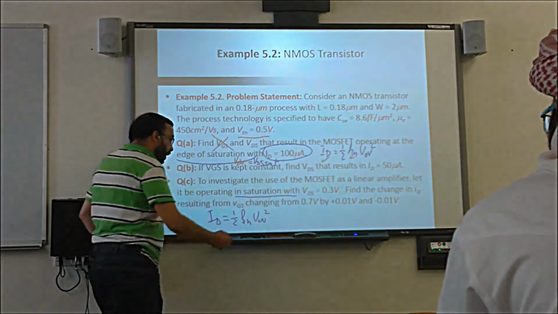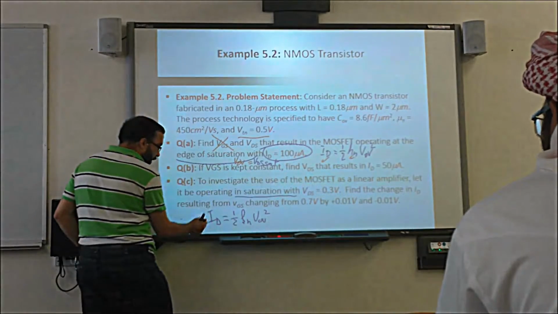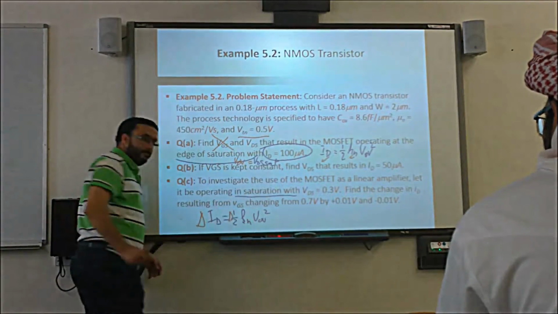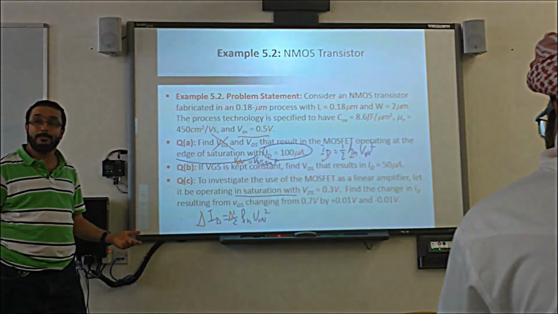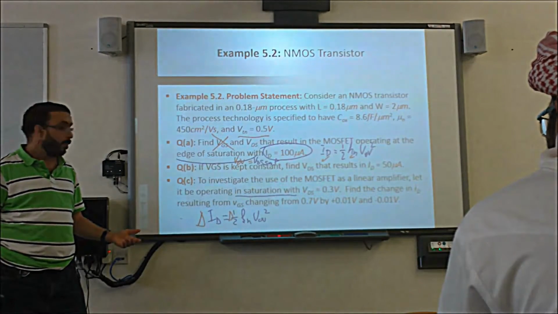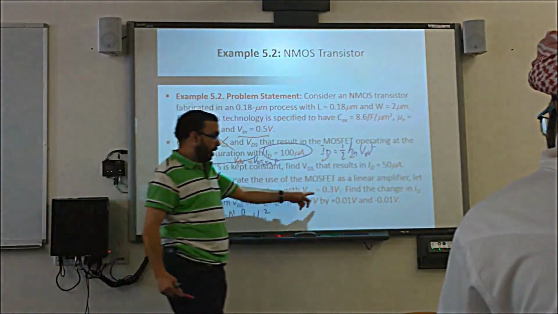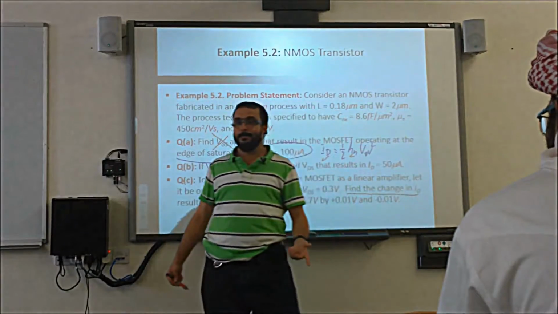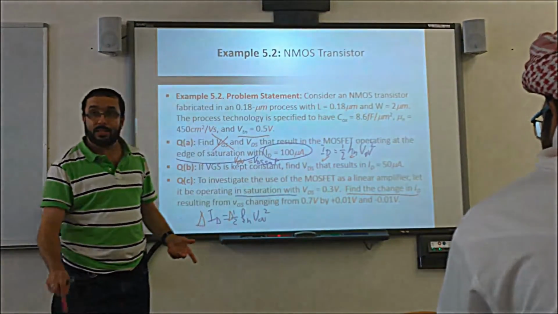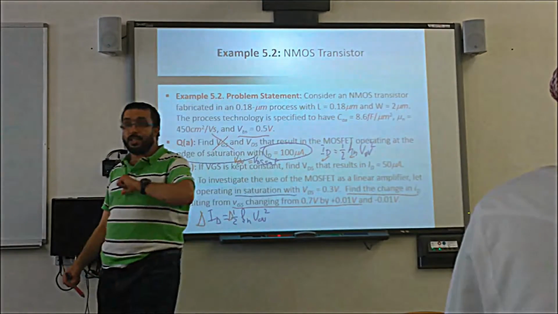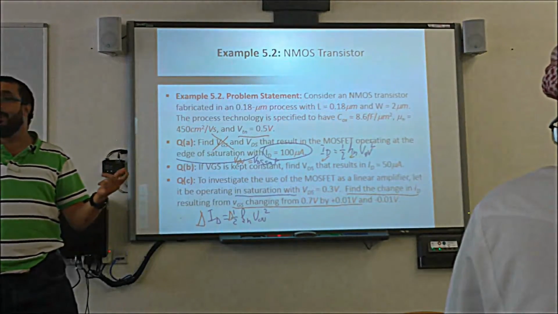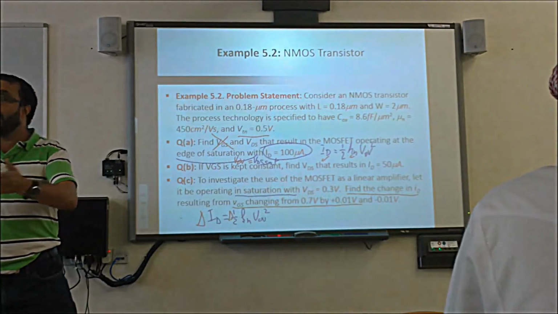What does it mean? It means delta here and delta here. ID doesn't change in saturation with VDS, so that change is zero. So why is there a change in ID? Because there's a change in VGS. If VGS changes, ID changes. Not only that, the overdrive changes.